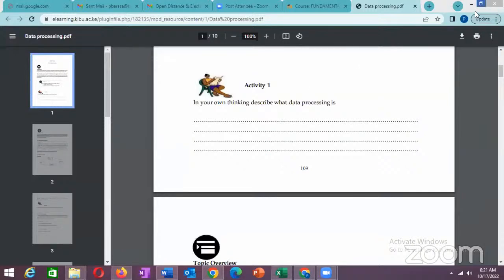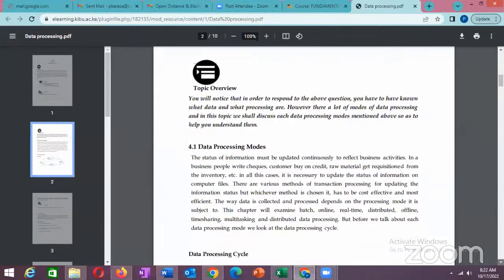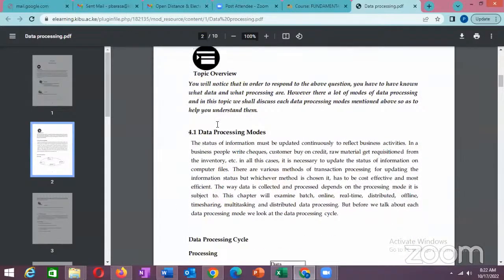Yeah, good. So we can delve now into the course. At least I can have a clue that you know what you're doing. So the responses I can see you have. You will notice that in order to respond to the above question, you will have to have known what data and what processing are. So kindly let us now ask what is processing and what is data.